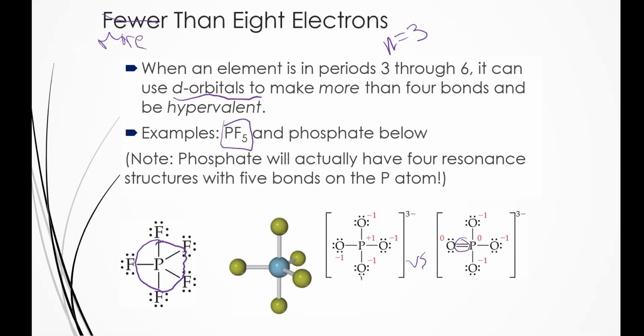If this had been a nitrogen, and we wanted to do a similar structure, could we? Your answer should be no, because nitrogen is not in the 3rd energy level. It's in energy level 2. And so it doesn't have a d orbital. So no expanded octet for our nitrogen.